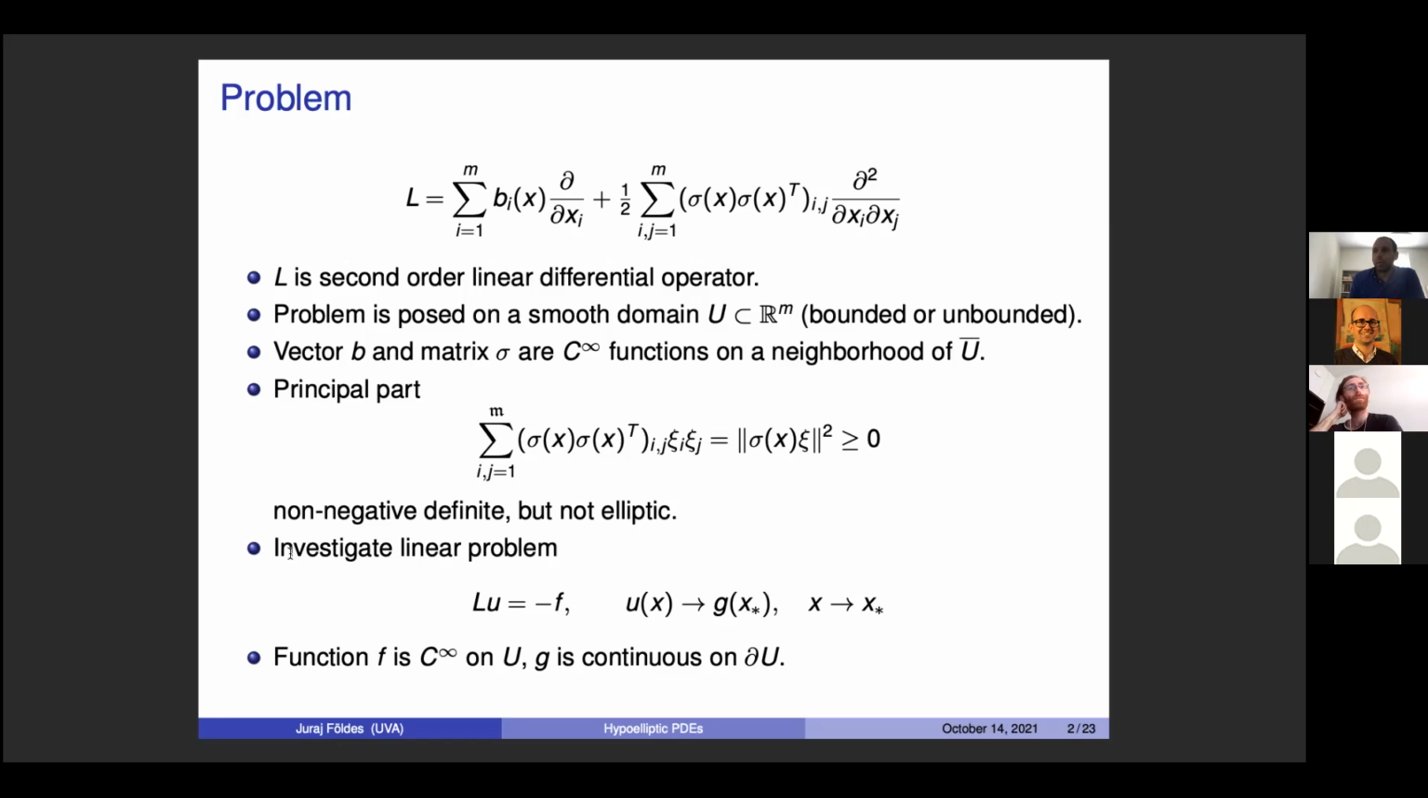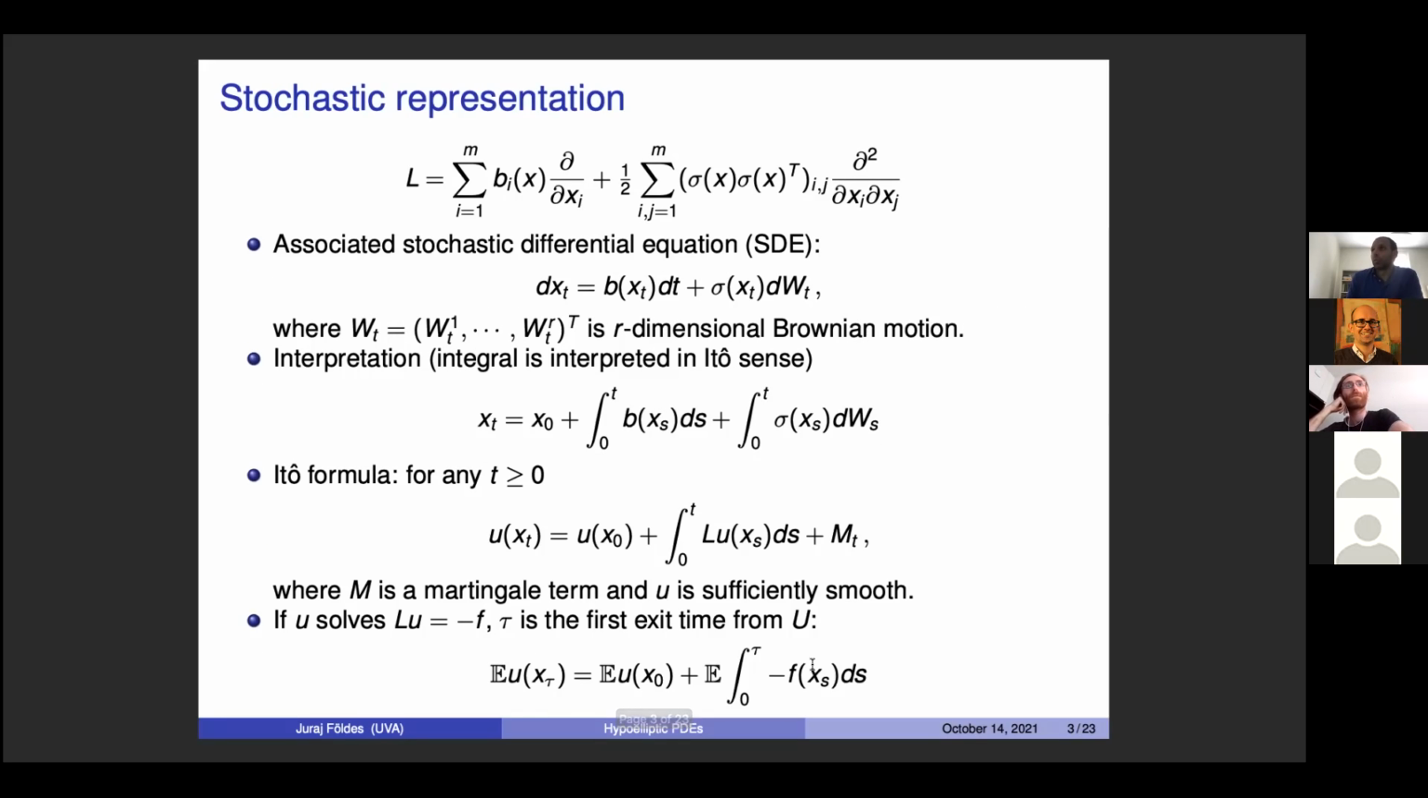And our problem is to investigate the linear problem, L of u equal to some right-hand side f. You can hide your nonlinearity into f if you like. And what's going to be important, I would like to have my boundary conditions to be satisfied in a continuous way. It means that u(x) is going to converge to g(x*) as x goes to x* pointwise. All right, again, function f is going to be C infinity on the whole domain, so no problem with the smoothness, and g is going to be continuous on the boundary as usual. All right, so these are my regularity assumptions.